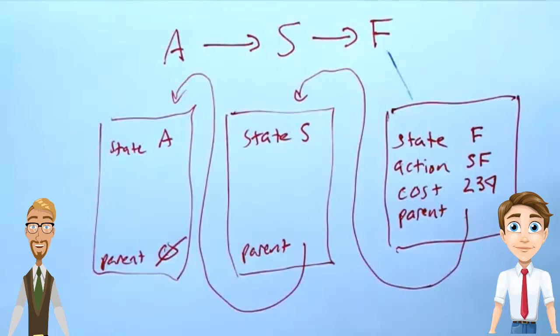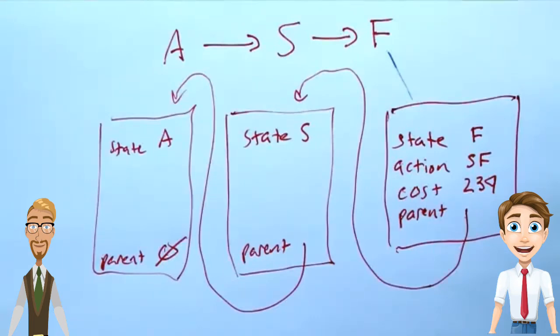On the top, it shows a path from A to S, then to F. There's a linked list that corresponds to this path. Each node in the linked list has 4 member variables. The first variable is state. The second variable is action. The third variable is cost. And the last variable is a pointer to the parent node. Therefore, the parent pointer of node F points to node S. The parent pointer of node S points to node A. The parent pointer of node A is null.